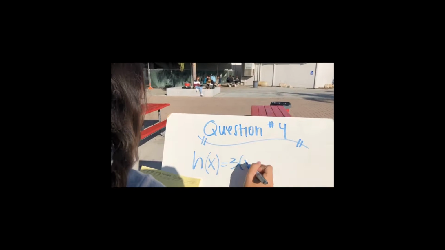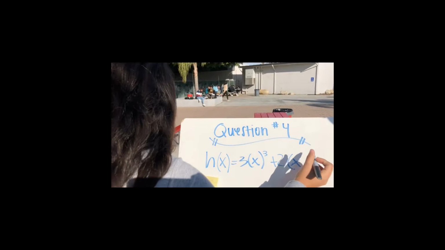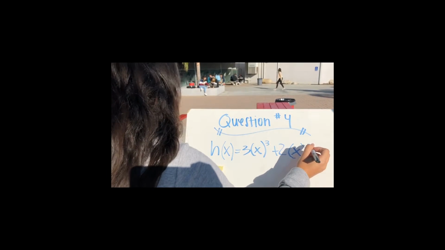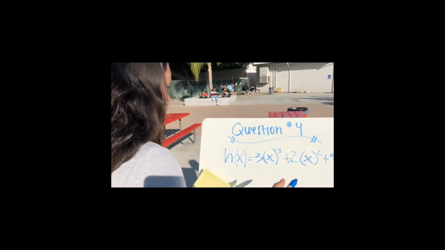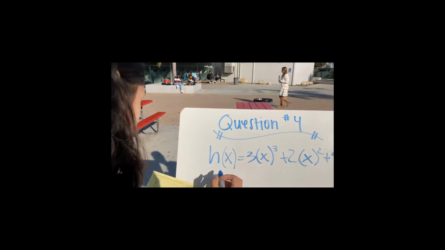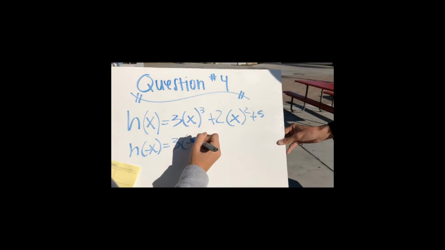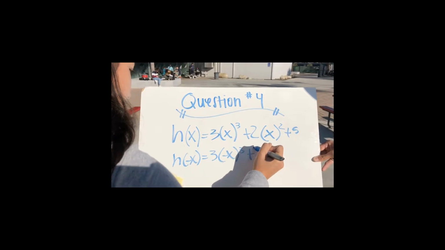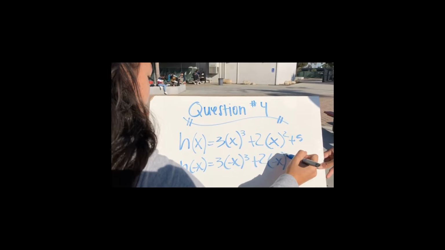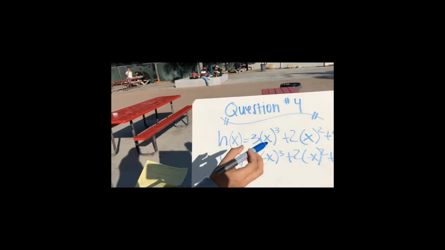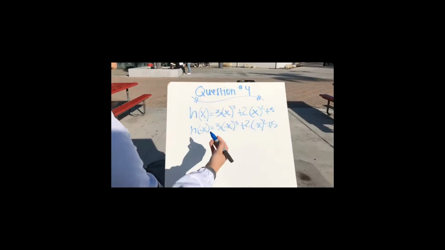Okay, so first we have to write the equation out. And from here what we have to do is substitute negative x for every x, so your equation would look like this. So that's going to be the equation after you substitute. So the next step would be to solve it.